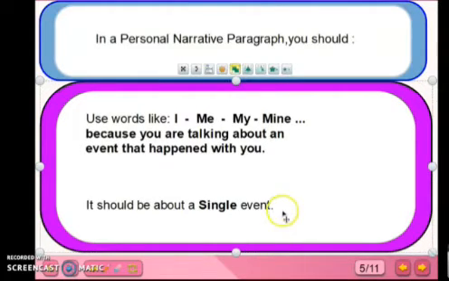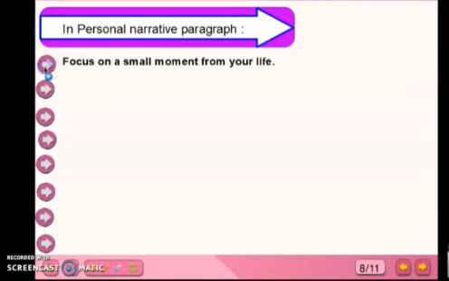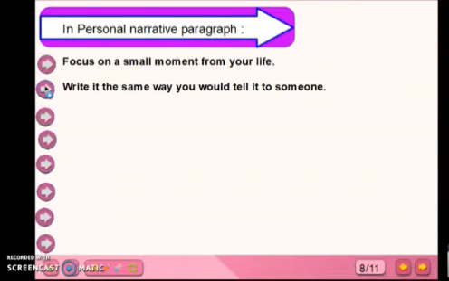You cannot add another main event, like you're talking about how you broke your dad's telephone and something like this. So here you have two events, and this is wrong in the personal narrative paragraph. You should talk only about one event. In a personal narrative paragraph, focus on a small moment from your life, so one single event. Write it the same way you would tell it to someone, but for sure in the correct form: topic sentence, supporting details, and ending sentence.